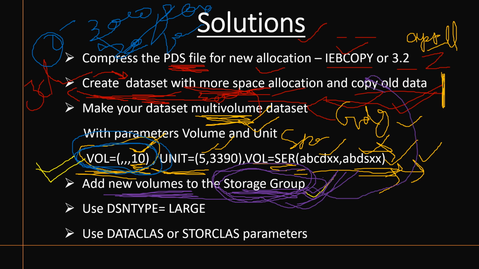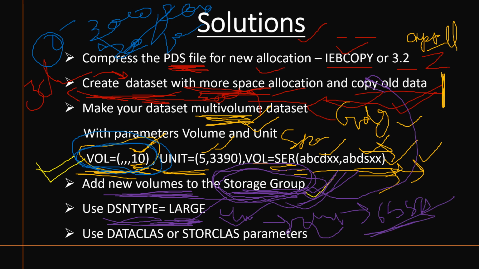Okay, then another type here: most of the people use DSNTYPE equals LARGE. When you use DSNTYPE=LARGE, it can extend up to 25 GB. Normally a file will allocate up to 4 GB. But when you give DSNTYPE=LARGE, it can go up to 25 GB, and it can go beyond 65,535 tracks. Okay, it can go beyond that.